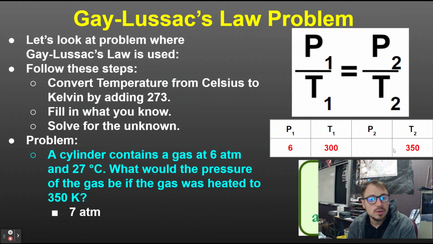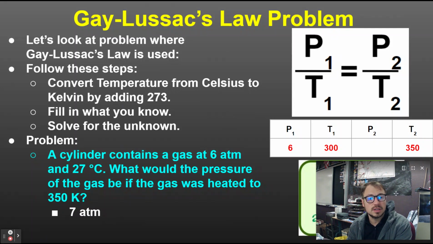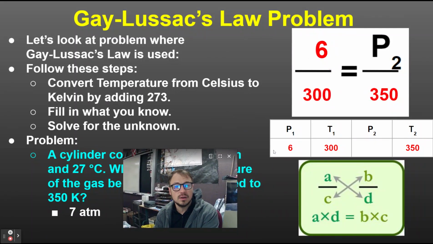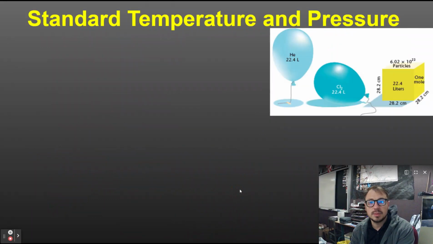Now, one thing that I want you to know, this is kind of a tricky problem because I have Celsius, right? I had to add 273 to 27 degrees to get the original temperature, 300 Kelvin, but my final temperature was already in Kelvin, so I didn't have to add anything to that. So just make sure you take a look at those units. Now I fill in everything that I know and solve for the unknown. So cross multiply. 6 times 350 divided by 300 is 7. So that's how you solve a Gay-Lussac's problem.